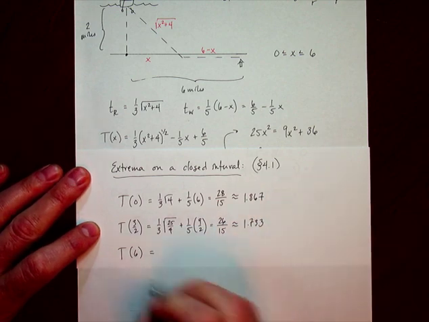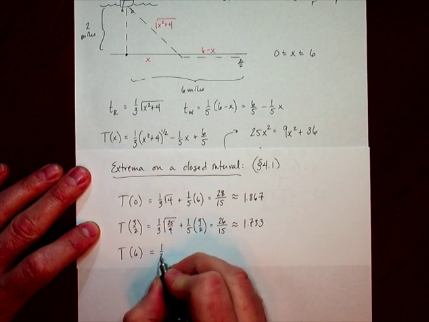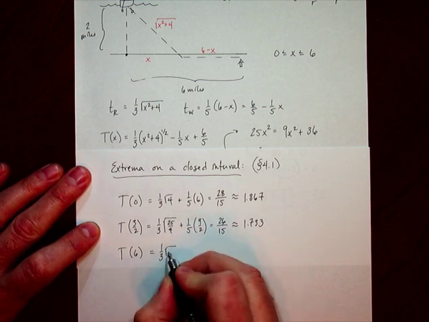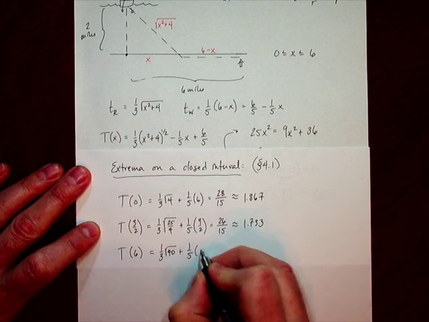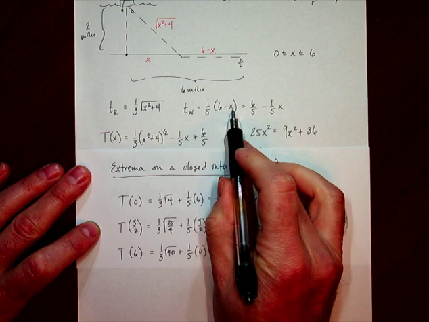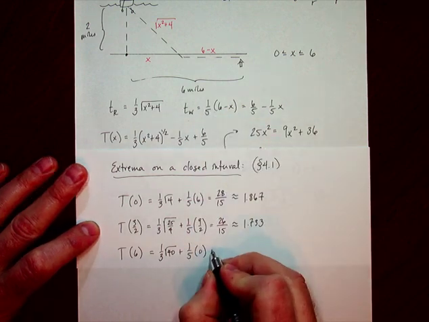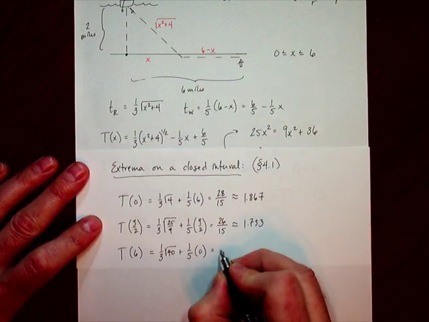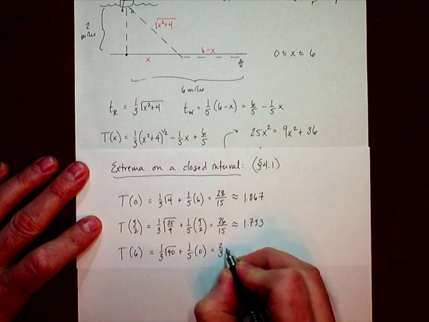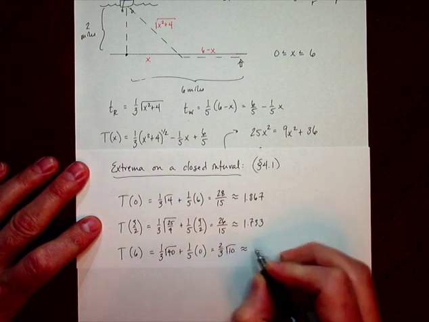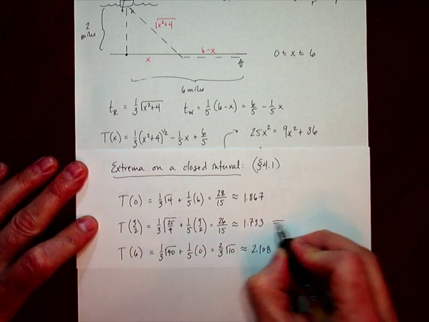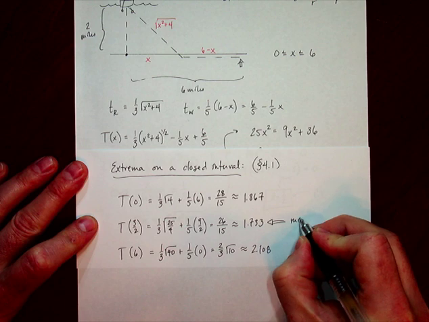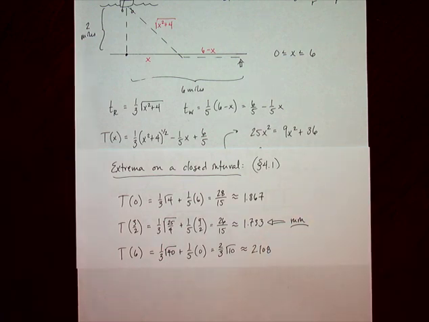Now, when I plug in 6, I'm going to get 1/3, and I'm not going to get something nice under the radical. I'm going to get 40. But I don't have to fool with this because 6 minus 6 is going to be 0, so it's 1/5 times 0. And so really what I get is 2/3 times root 10, and that is 2.108. This right here is my min, okay? Because both endpoints represent a longer duration of time.